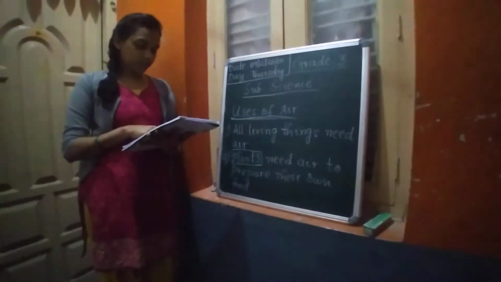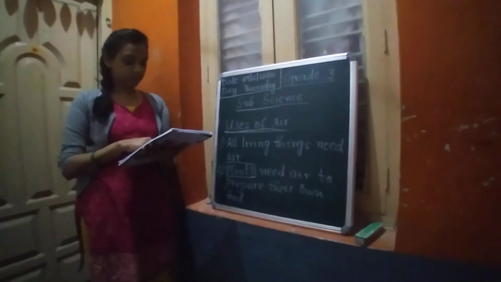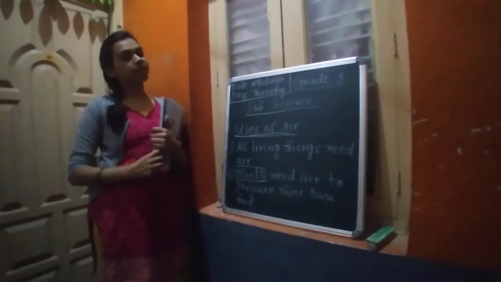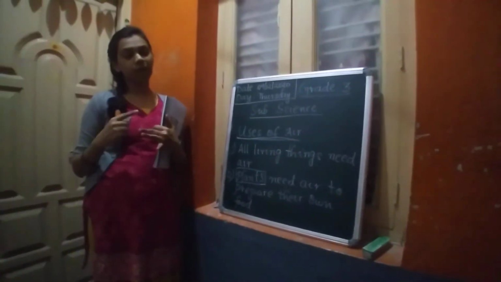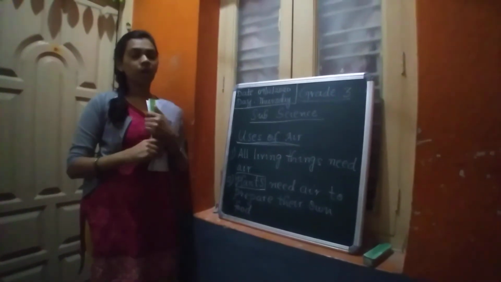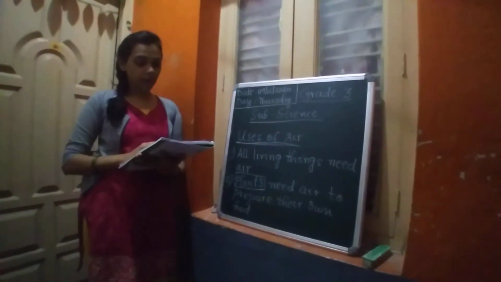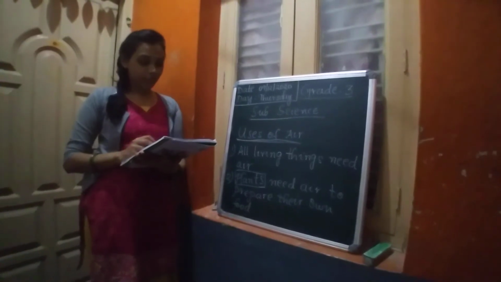Next is, nitrogen is used by plants for healthy growth. As we know, air is the mixture of all gases. Most of it is nitrogen, oxygen, carbon dioxide and other gases. What is the function of nitrogen gas? It helps the plants to grow healthy.